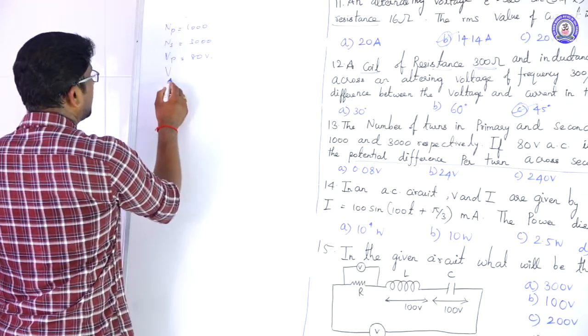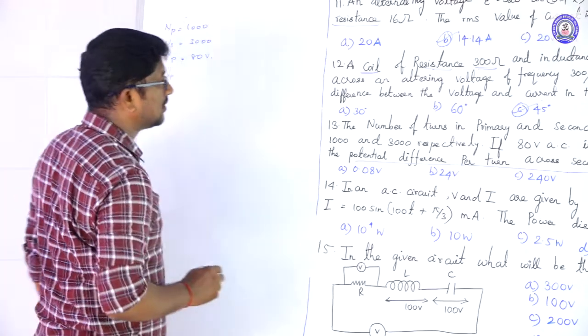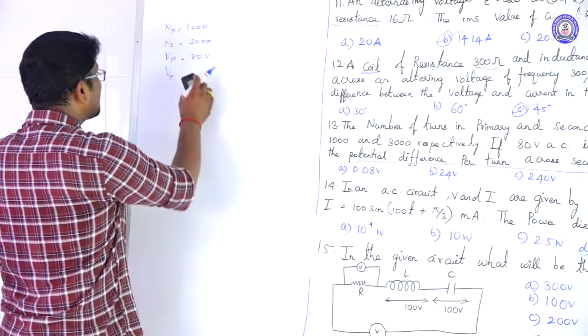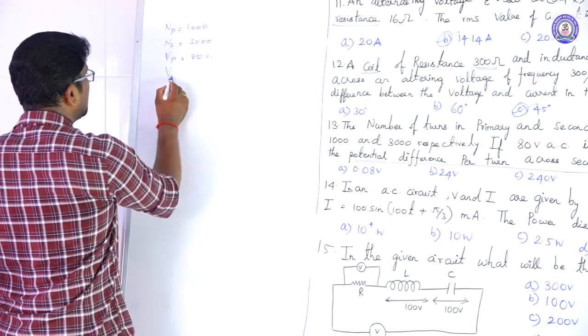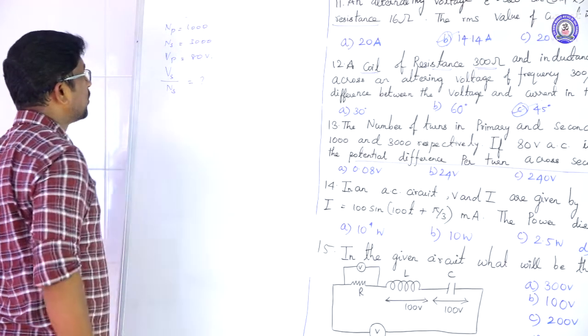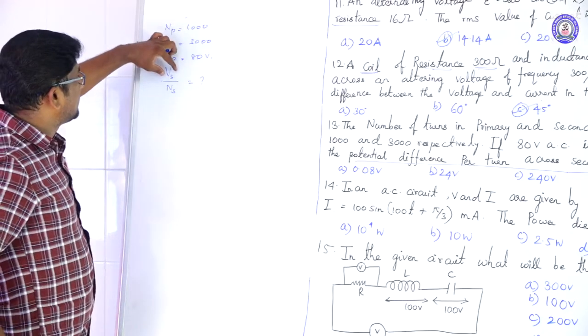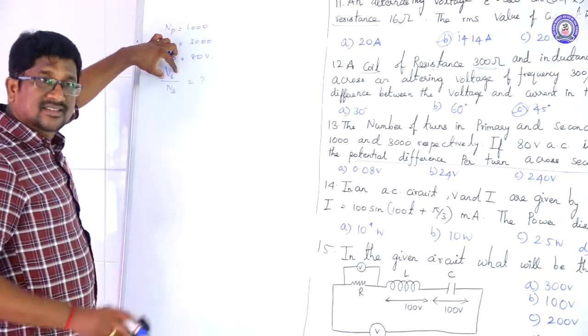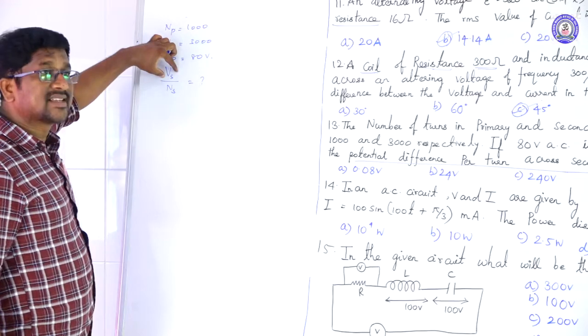Okay, we need to calculate the potential difference per turn across the secondary. That is Vs divided by Ns. First we want to find out Vs, the total voltage across the secondary coil.